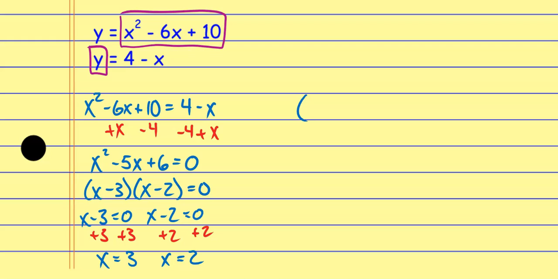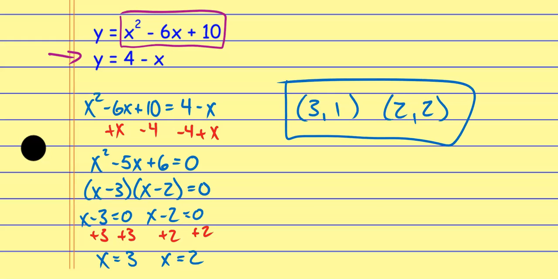So back up here, let's see. I put the 3 in. And again, use the linear equation. It's way easier to plug into, okay? So 4 minus 3 is a 1. So that's my first ordered pair. And then I plug the 2 in. Once again, 4 minus 2 is a 2. That's my second ordered pair. Okay? I get two different points of intersection, two distinct ordered pairs.